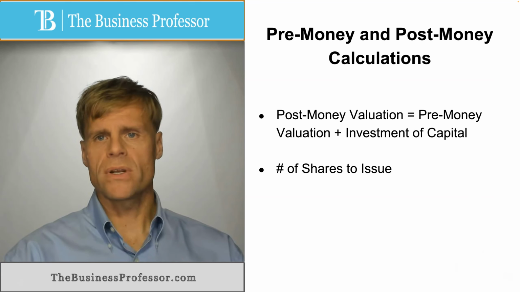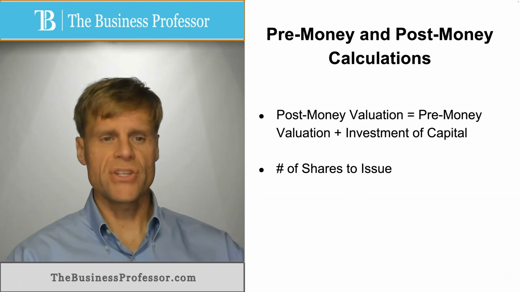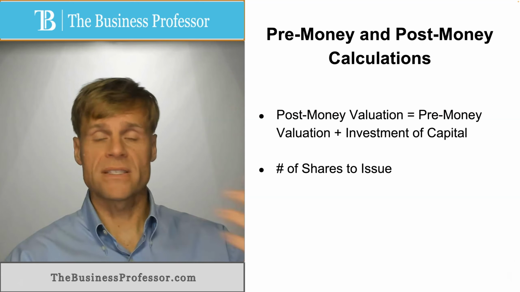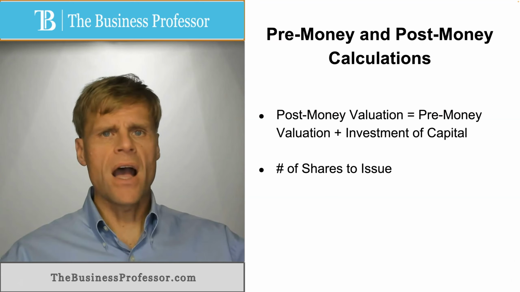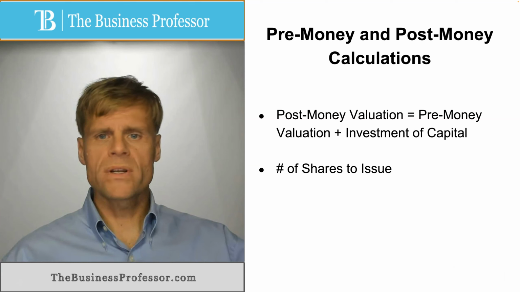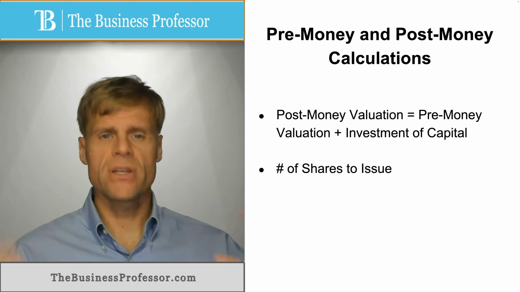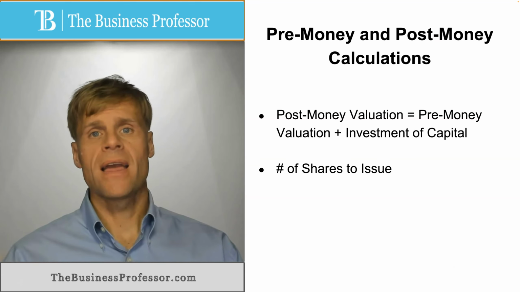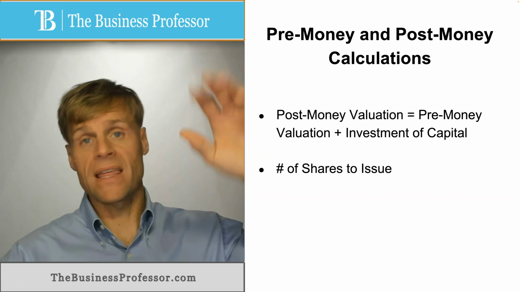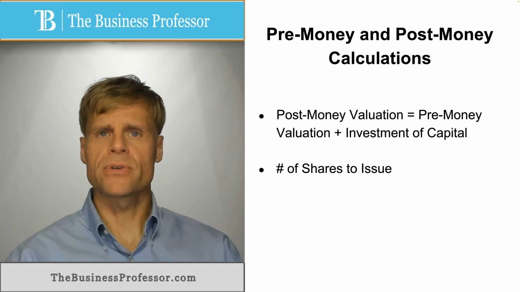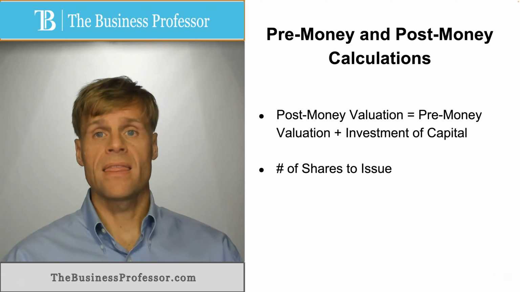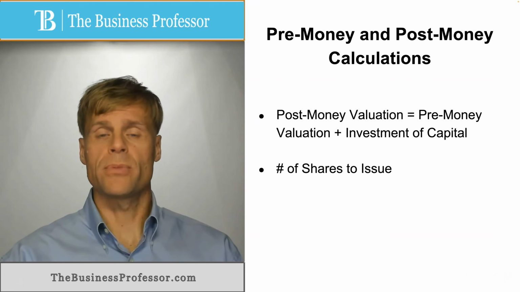Now, determining the number of shares that the investor receives in exchange for the money is relatively straightforward. You simply ask, what is the fully diluted capitalization? That is the total number of outstanding common shares, and any options or preferred shares or warrants that would convert into common shares. Add all those together and divide the valuation by that number, and that would give you the price per share, and that's the price that the investor would pay per share.